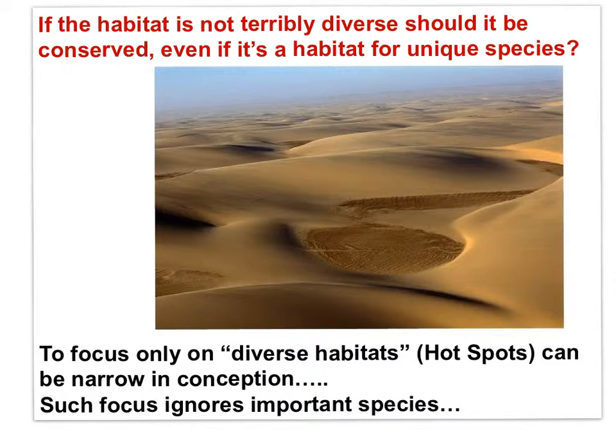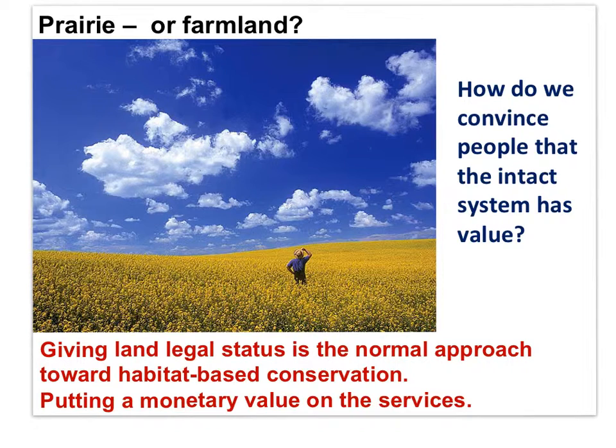As I've mentioned previously, 1 square meter of European chalkland will have more species diversity than 1 square meter of tropical rainforest. But the reverse would be true if we examined 1 square kilometer of each system. Should this grassland biome be protected, or would it make good agricultural land? How do we convince people that the intact, undisturbed system has value?